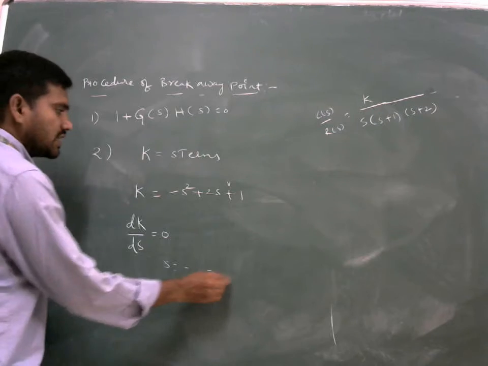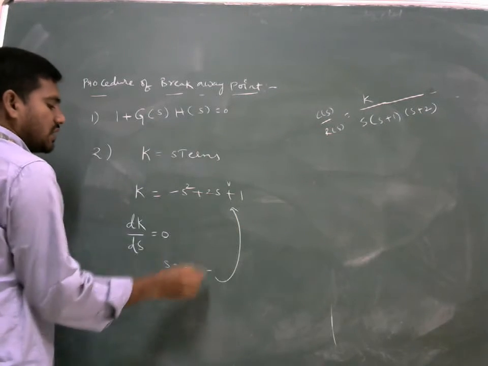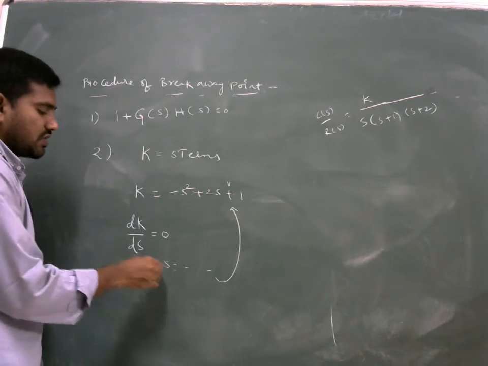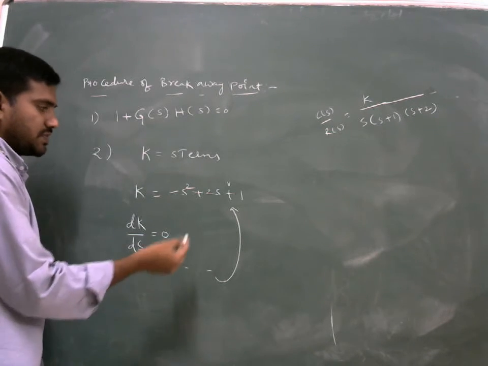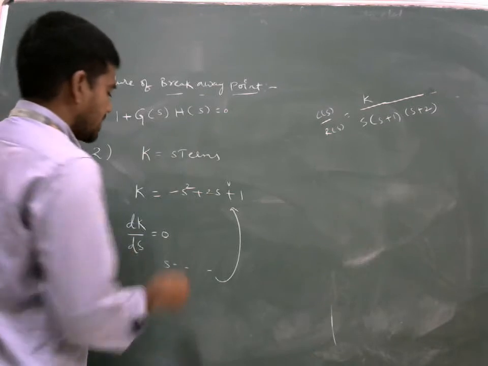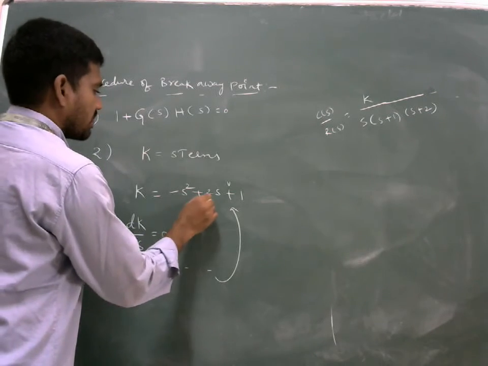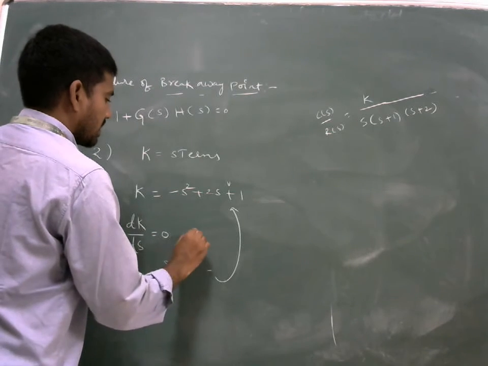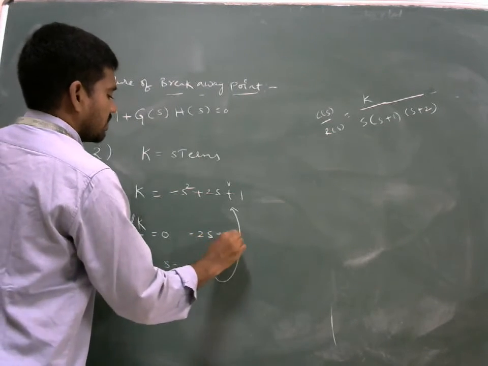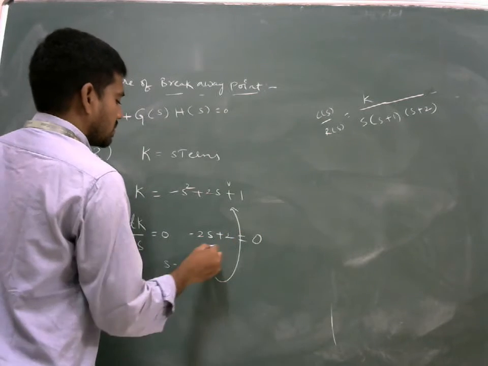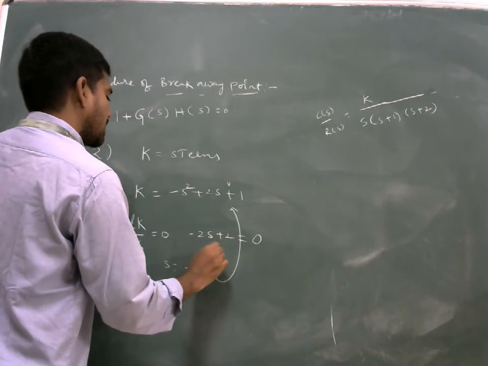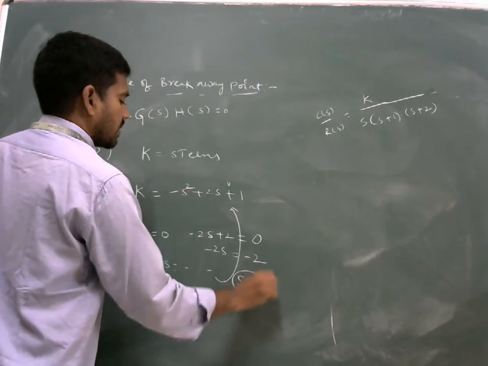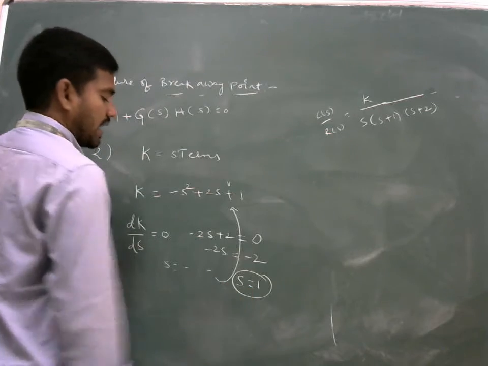Once you apply the differential equation dK by ds equal to 0, you get some expression. For example, K is minus s square plus 2s plus 1. Now applying this, what do you get? Minus 2s plus 2 equal to 0. So what is the s value? Minus 2s is equal to minus 2, so s is equal to 1. This is your breakaway point.